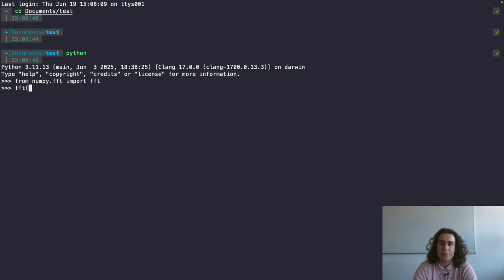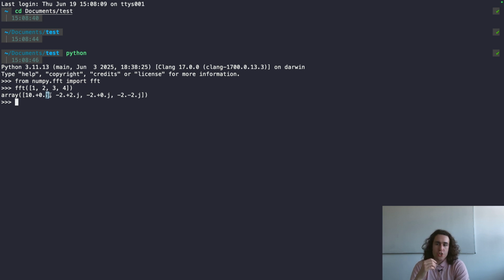And let's call FFT of some array, 1, 2, 3, 4. We got some weird values, right? This j is just i. Sometimes it's just called j in different contexts, more of an engineering context, or if you program stuff, i is normally an index, so j makes sense. We got the values of our polynomial in some points.